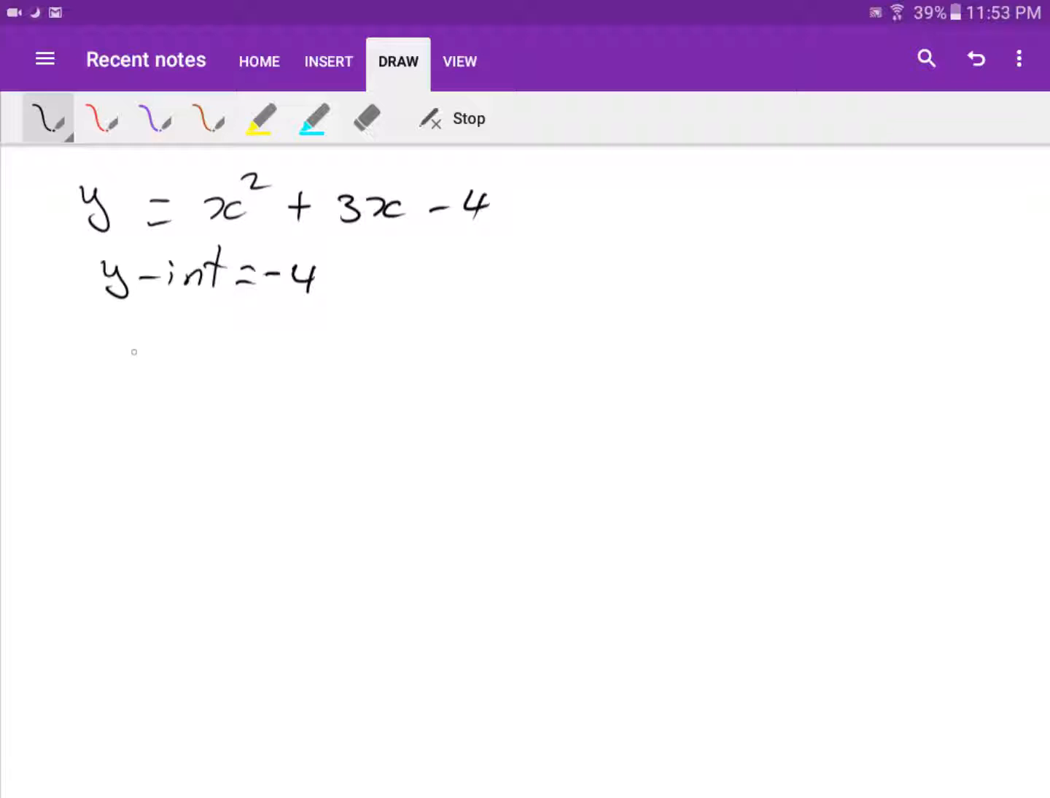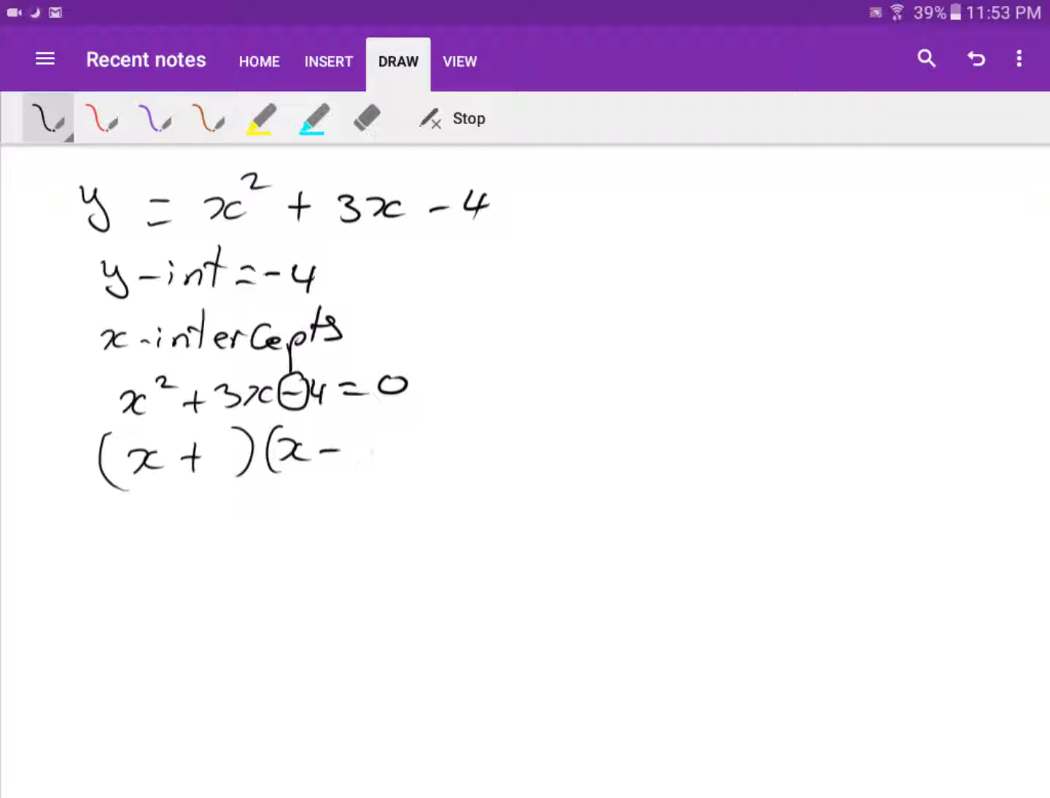Then I'm going to find the x-intercept. The x-intercept is when y equals 0. Okay, I just write the heading: x-intercepts. So you go x squared plus 3x minus 4 equals 0. So what I do, I factorize. Look at this, this is a negative, so I put 1 plus and 1 minus immediately.